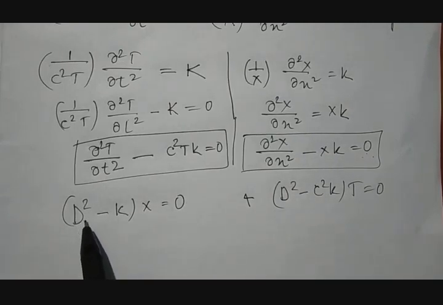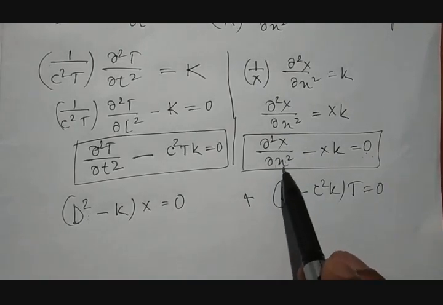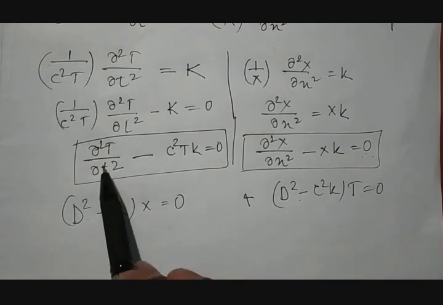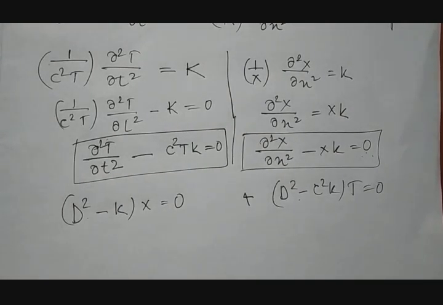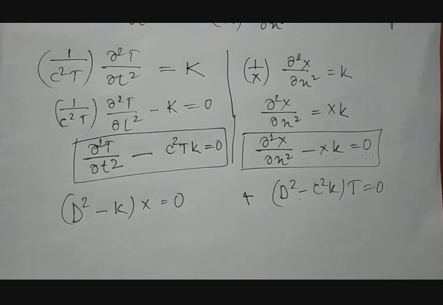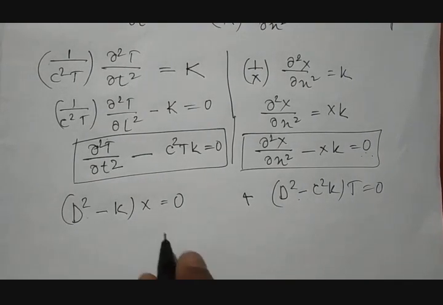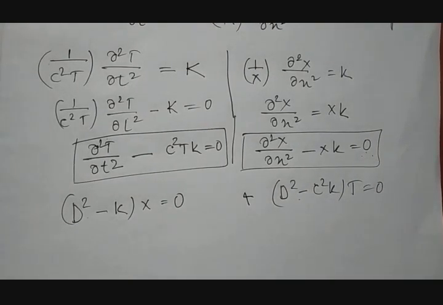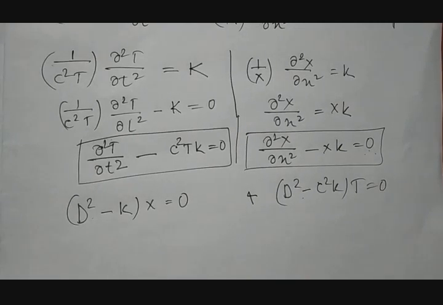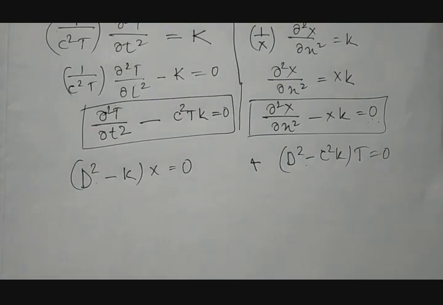Here capital D is nothing but d by dx. Here capital D is nothing but d by dt. That we need to keep in our mind. Fine. Then after getting these two results, there are different possibilities. What are those possibilities? Why are different possibilities available?